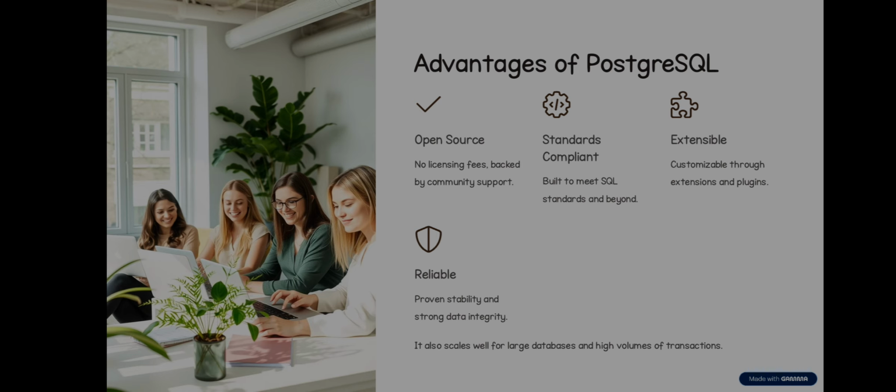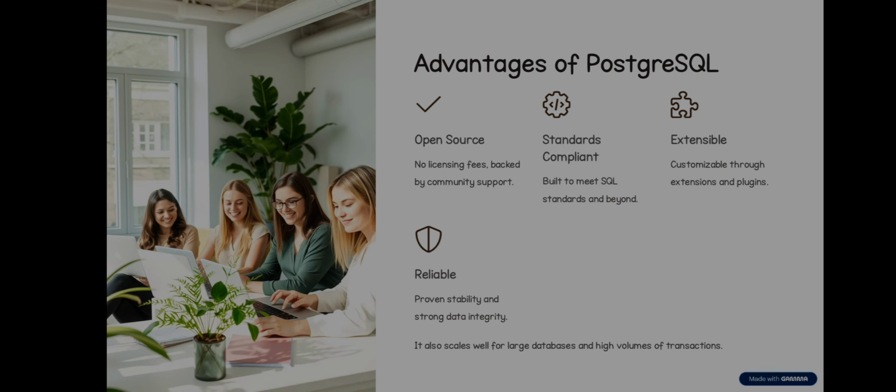Standards compliant: built to meet the SQL standard and beyond. It is built to standardize SQL. It gives more modern features for SQL and advancement in SQL queries, and more than that. Extensible, customizable through extensions and plugins. It is an extensible language. We can extend it with JSON and array formats.